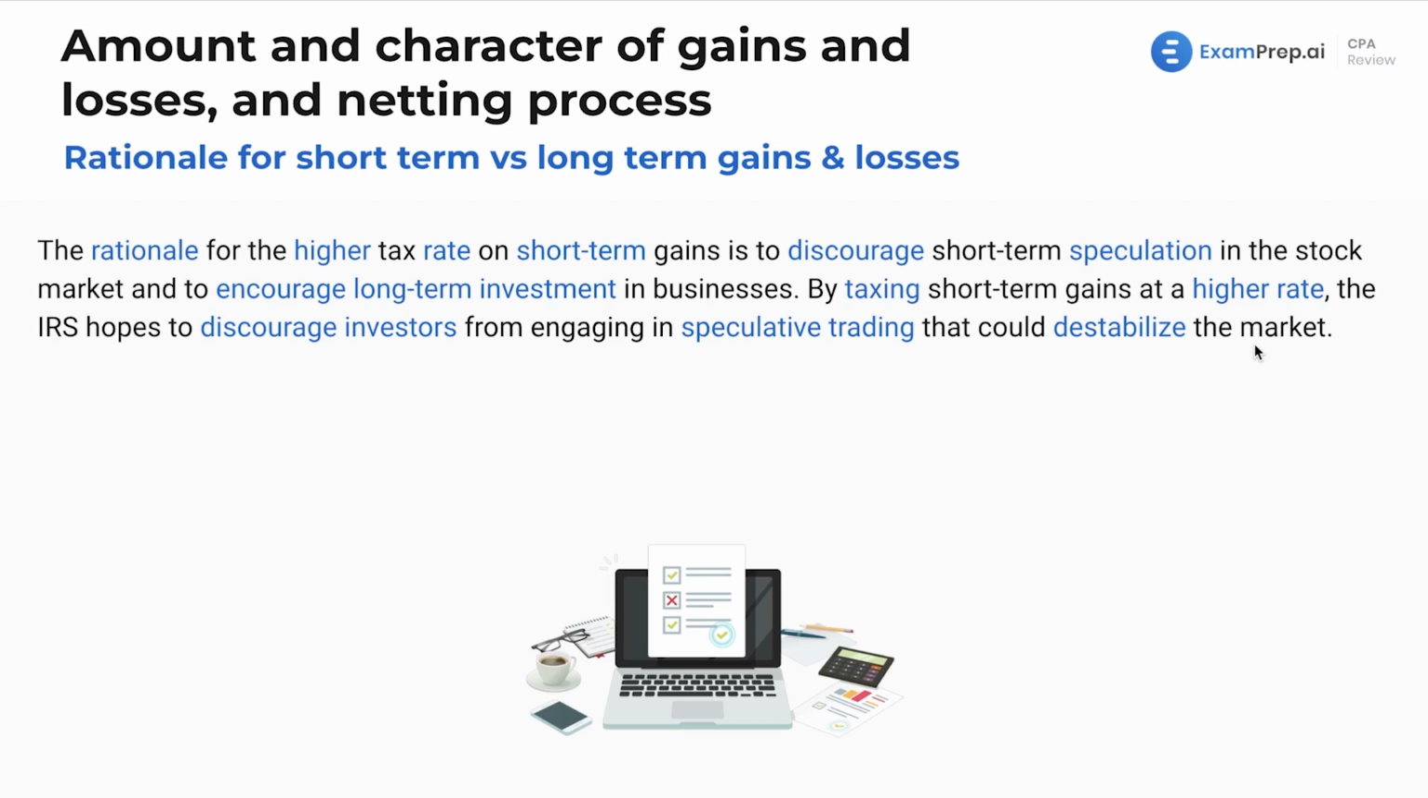The IRS wants, just like the whole government here in this country, more investment in business. They don't want people buying and selling, and that creates volatility. So holding your investments for the longer term is an encouragement to continue to do that, and that will help the American economy. And boy, do we love the American economy.